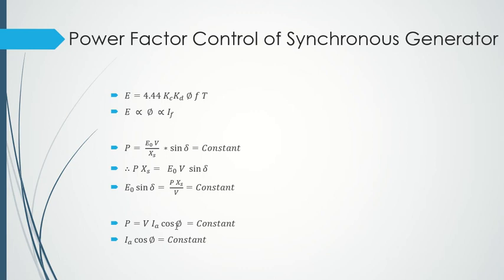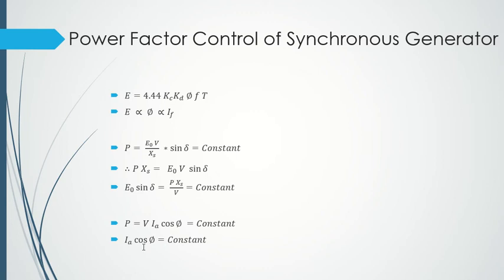Now, as the load is not changing, what is V? V is the voltage across the load. My load itself is not changing, so how will my voltage change? And the same can we say for the current, right? Current will also remain constant. So the whole term will be constant, so the power will be constant. And as power is constant, can't we say Ia into cos phi is equal to a constant as well?